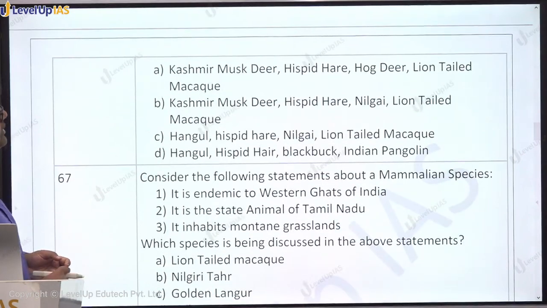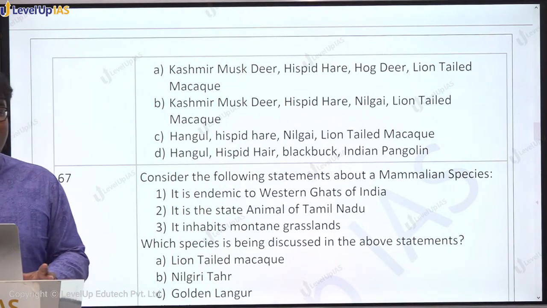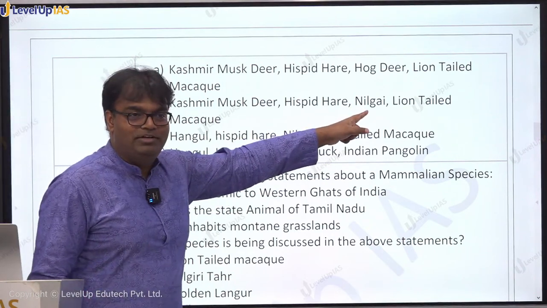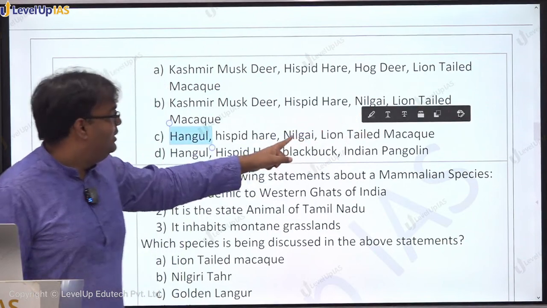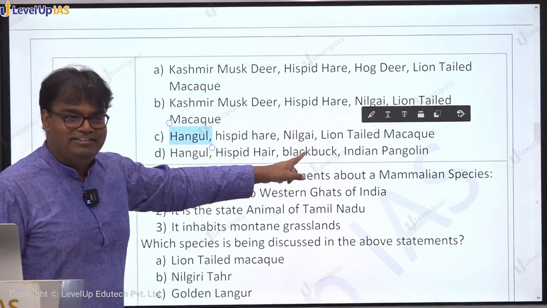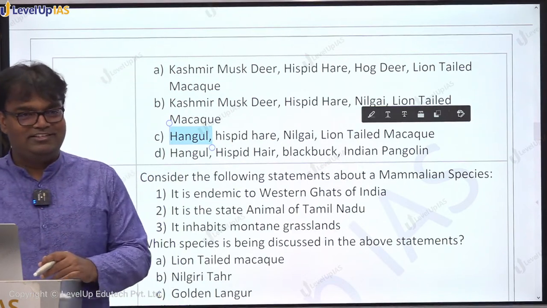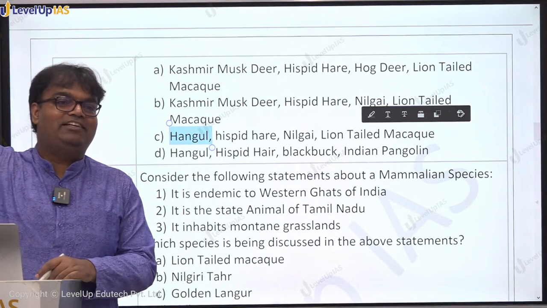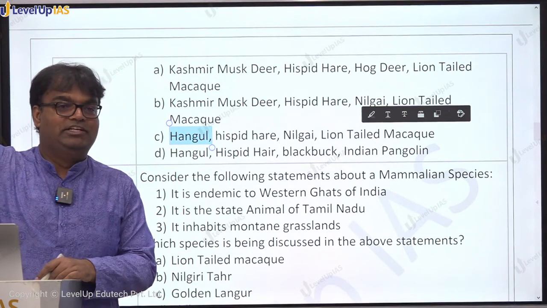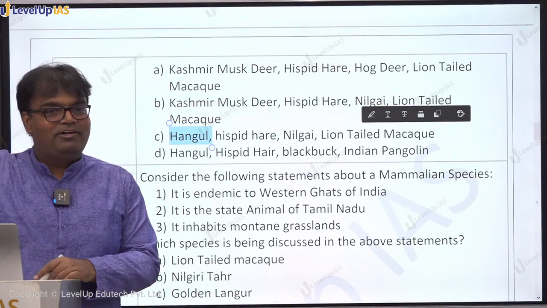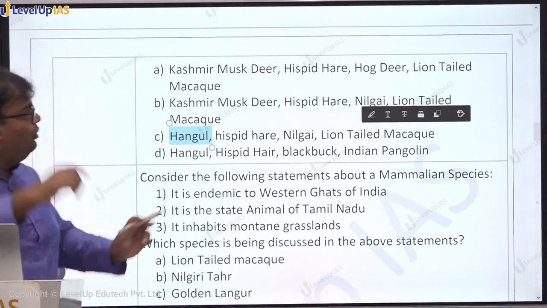66. Which of the following species are listed as endangered by IUCN? Which of these are endangered as per IUCN? Again, you do not have to remember all the species. Just look for the hints. Here also you will see nilgai is there. Nilgai will be least concern. Nilgai again. Black buck. These are least concern ones. While studying black buck, we had said, though it's least concern, in the Wildlife Protection Act it is in Schedule 1, the highest protection. That's why Bhai has to go to jail for killing black buck. Right? So, A is the answer.